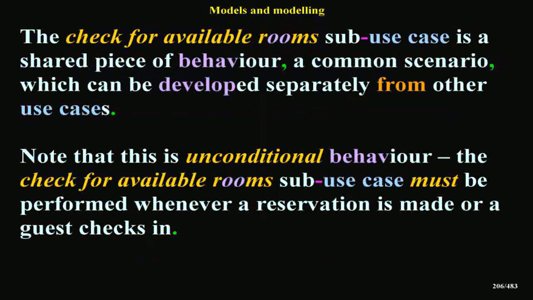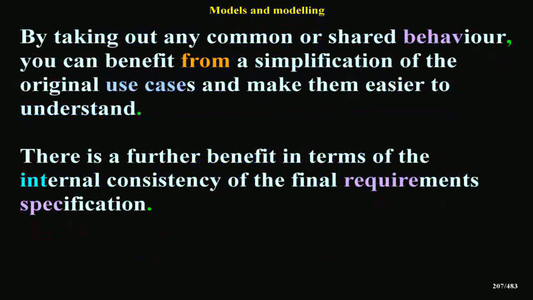A check for available rooms sub-use case is a shared piece of behavior, a common scenario, which can be developed separately from other use cases. Note that this is unconditional behavior. The check for available rooms sub-use case must be performed whenever a reservation is made or a guest checks in. By taking out any common or shared behavior, you can benefit from a simplification of the original use cases and make them easier to understand.